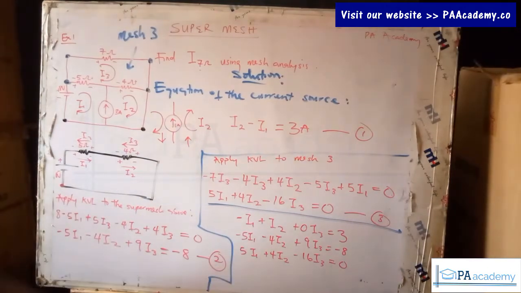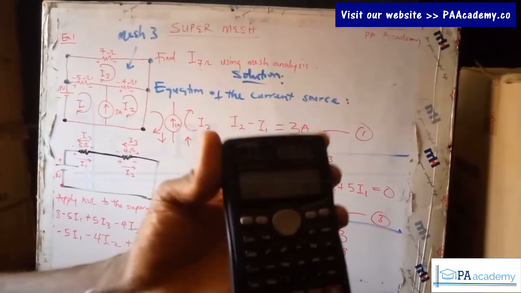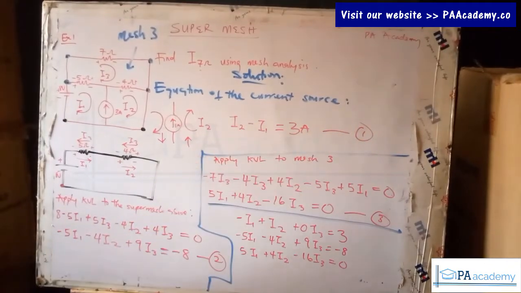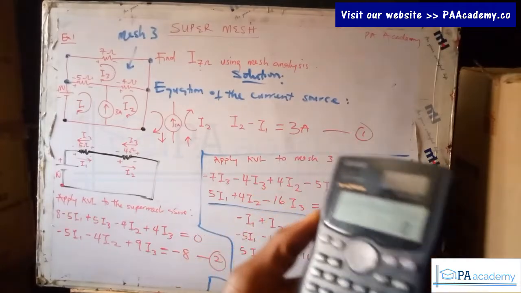The reason why it is like this is that in case you want to use your calculator to get the values, like I'll be using, can you see the screen? I hope you can see. I'll be using my Casio. Let me just show it in case you don't know how to do it.